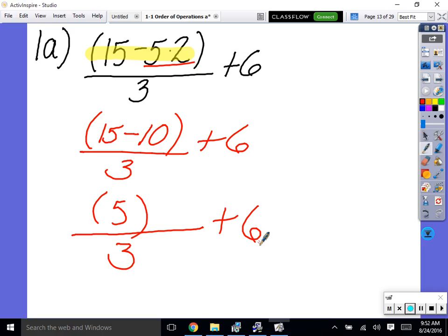Is that the same problem you guys have on your paper? Just making sure. So we have 5 over 3 plus 6. So we would do 5 divided by 3 plus 6 in our calculators. And if we have a graphing calculator, the nice thing is it will do it for us, because we need to be able to add fractions. But our calculator will do it for us.